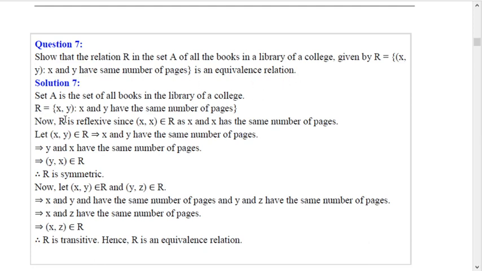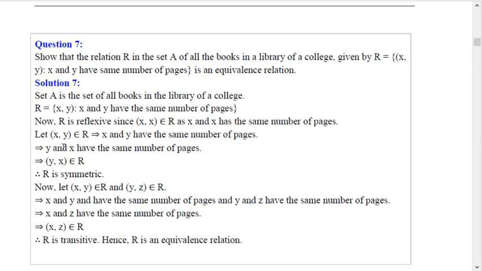Now, R = {(x, y): x and y have the same number of pages}. If we choose (x, x), it also belongs to R, because both are the same, so they have the same number of pages. It means this relation exists here. So R is reflexive. Now (x, y) means x and y have the same number of pages according to this condition.